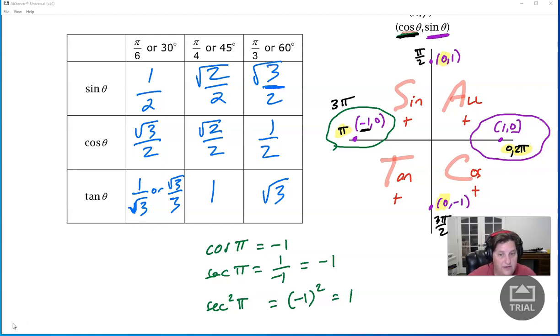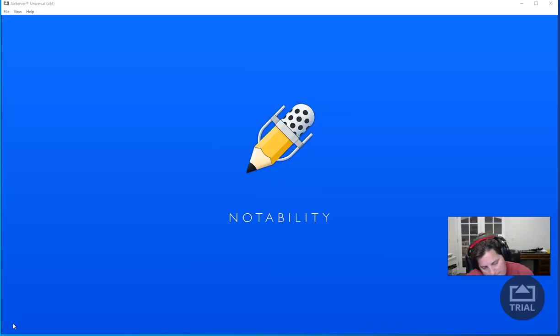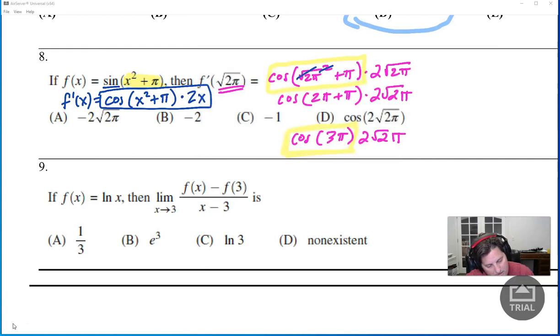Okay, so you guys all good with that? Cosine at 3 pi is -1. Let's go back here. All right, this is -1 times 2 square root of 2 pi. There we go. So that's going to be A.